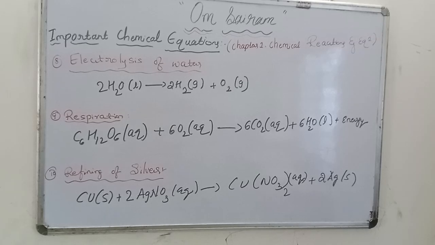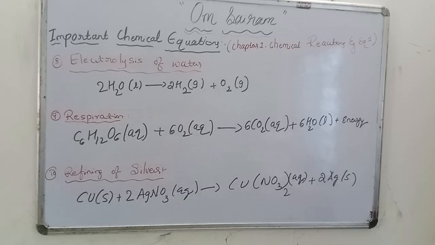The next one, electrolysis of water. You know that in the electrolysis of water, the liquid is converted into gaseous form, that is hydrogen and oxygen. And the respiration process, you have already gone through, along with the photosynthesis process. So C6H12O6 in aqueous solution is mixed with the oxygen present in the air to get CO2 as well as H2O and release energy.